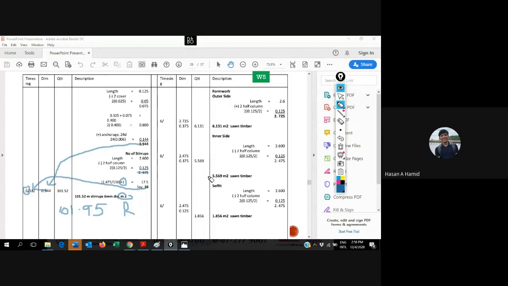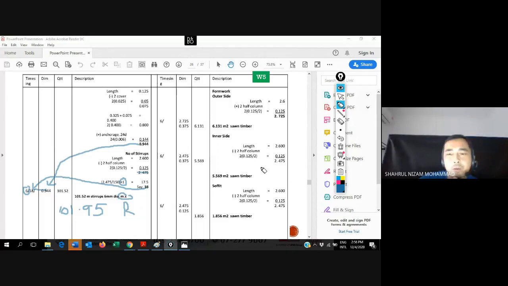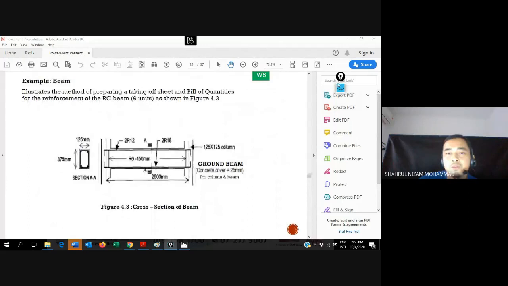He asks about the 24D, why is D 0.006, sir? Okay. Alright, so that one is referring to the diameter of the anchorage. So we look at the diagram here from the question. It is stated here, the stirrup is made from R6, right? So meaning that the diameter of the stirrup is 6 mm. So that's why D is equal to 0.006. Okay?